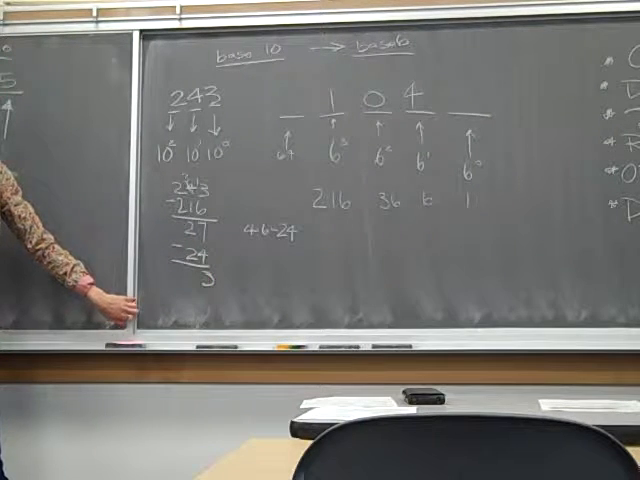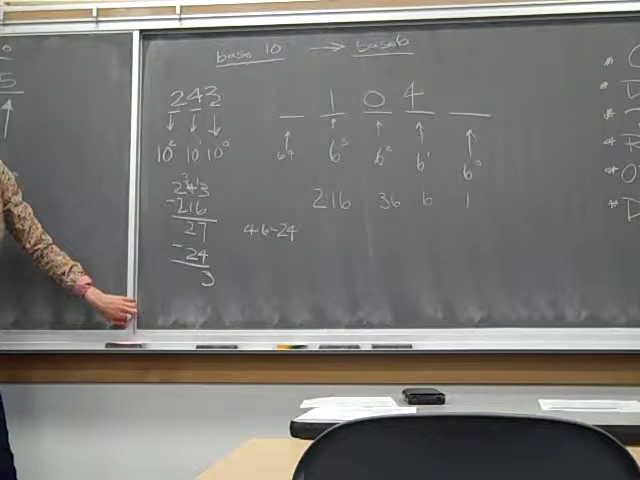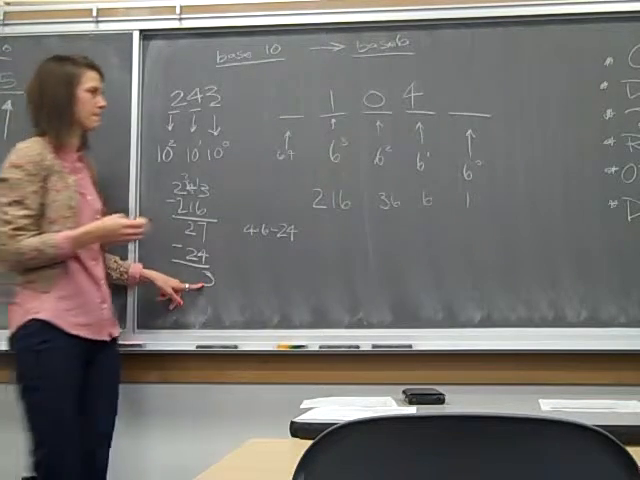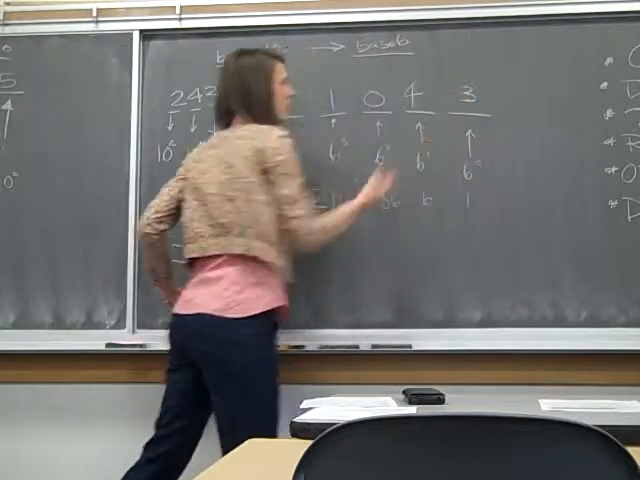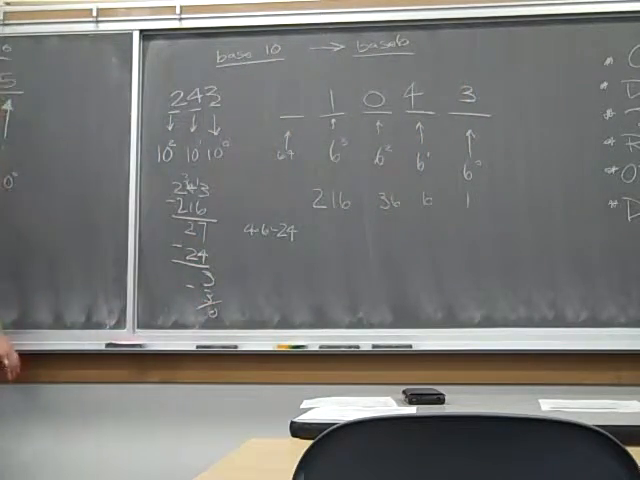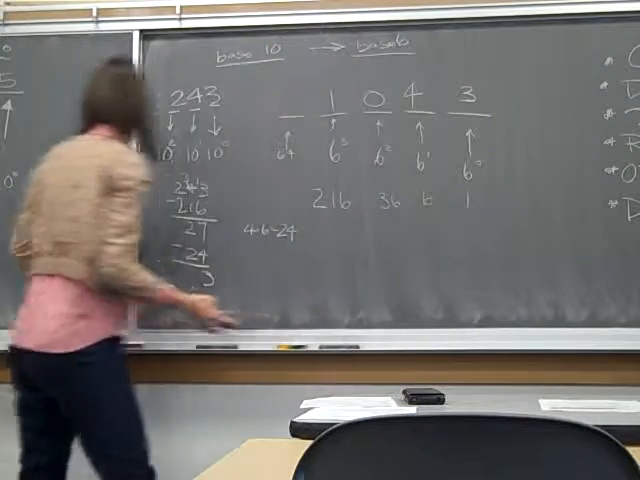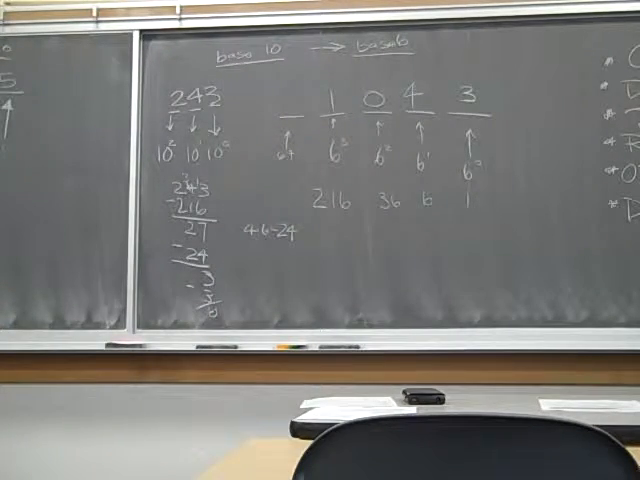What are we left with? What are we trying to find groups of now? Groups of 1. So we have 3 groups of 1. We'll just subtract that 3, and we'll get 0 left. Okay? So we have 1043 in base 6. Are there any questions on that before we move ahead?